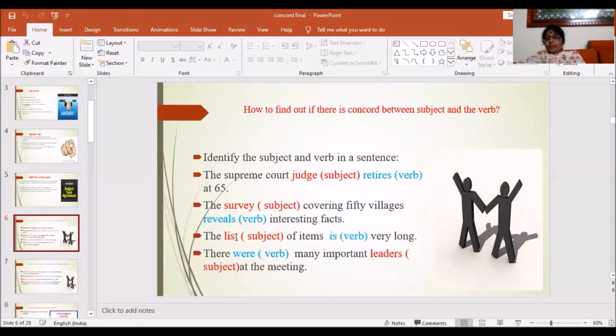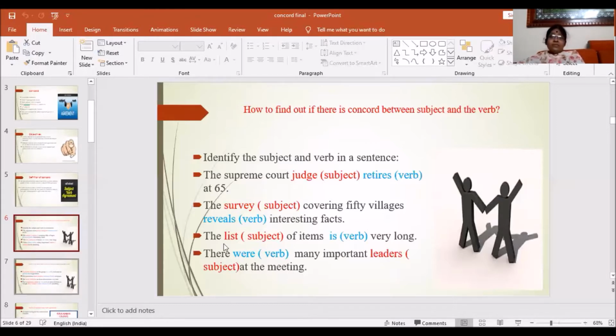Next one we'll see. The list of items is very long. Generally, we think items is the subject. No. List is our subject and is is our verb. Look at this sentence. There were many important leaders at the meeting. Which is our subject over here? Leaders. And which is our verb? Were. Now we learn that the subject need not be in the beginning. It can be anywhere. Right?